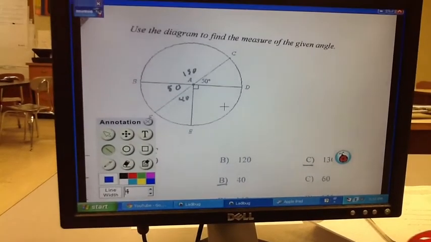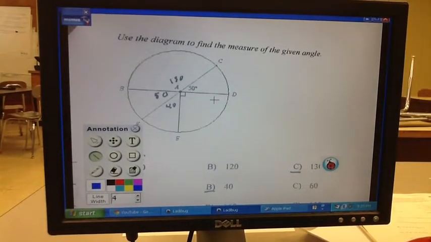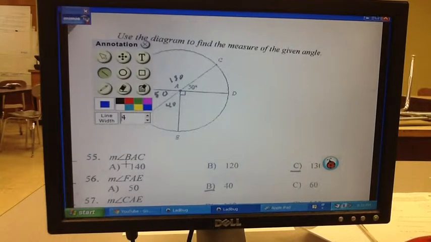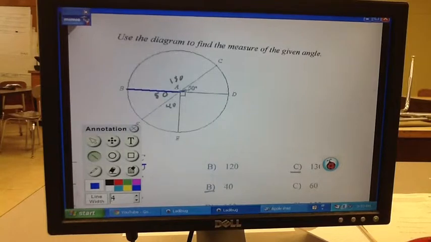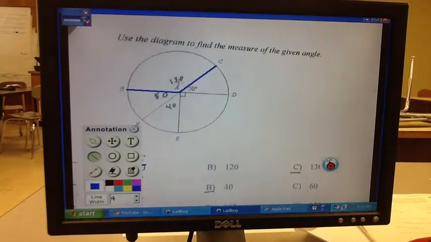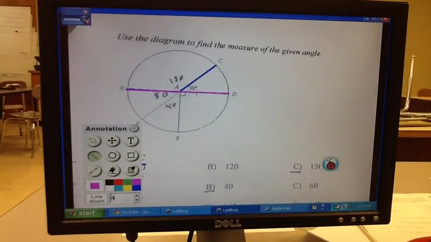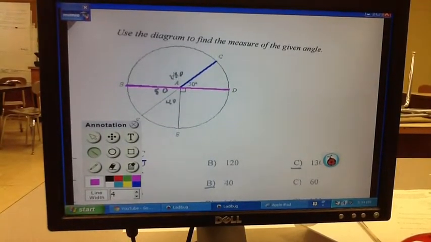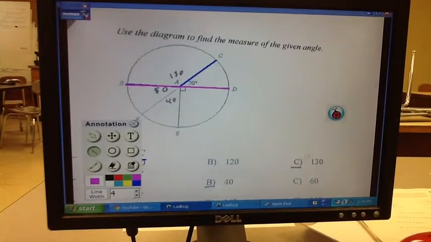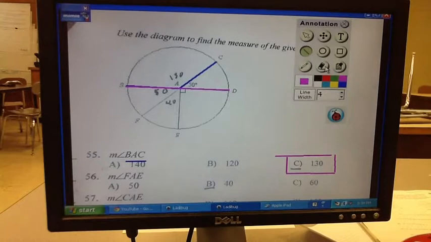We are now on number 55. We're still doing circles. Question 55 says BAC. BAC is here. Imagine mine's not there. First thing we need to know, look at that pink line there is 180, and if we know this is 50, we can just do 180 minus 50 and get to 130. So we'll get 130. No problems. All awesome.